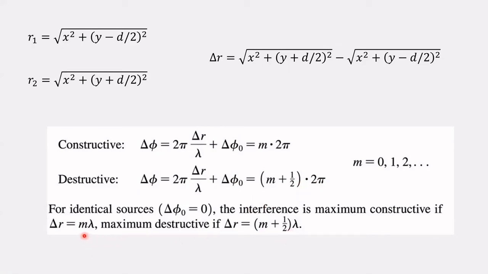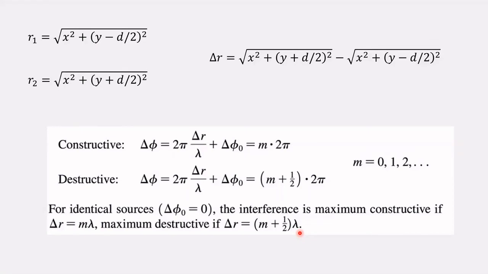If the two sources are in phase in time, then the condition for constructive interference is just that the path length difference be an integer multiple of wavelengths. That's it, very simple. If you want maximum destructive interference, the path length difference has to be a half integer multiple of wavelength. So either half a wavelength or 3/2 of a wavelength or 5/2 of a wavelength, etc.